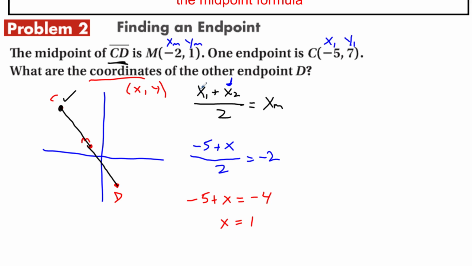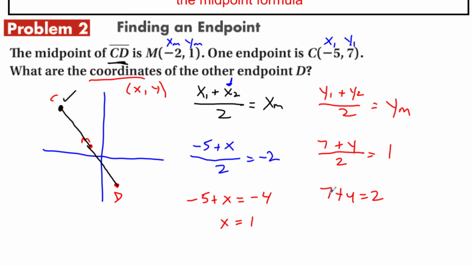I don't know what the y is, but the nice thing is I'm going to do the exact same thing. I'm going to say y1 plus y2 over 2 gives me the y of the midpoint. I know that one endpoint's y is 7. I don't know what the other one is; that's the one we have to find. If I divide those by 2, I should get the y value for the midpoint, which we know is 1. So if I multiply this out, I get 7 plus y is 2. Then when I subtract the 7 over, I get that y is -5.